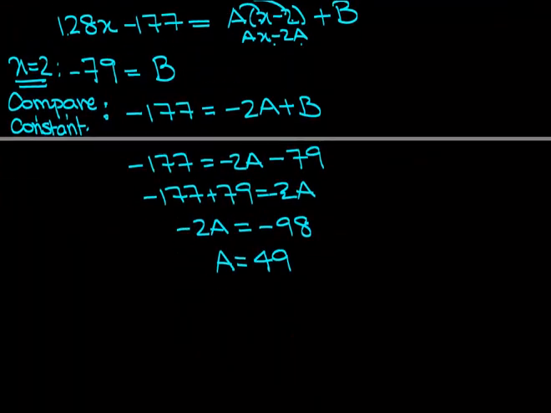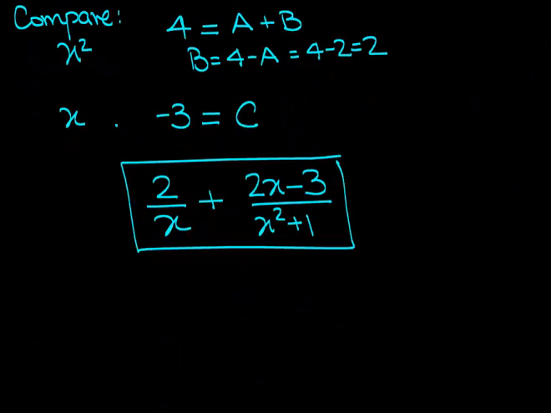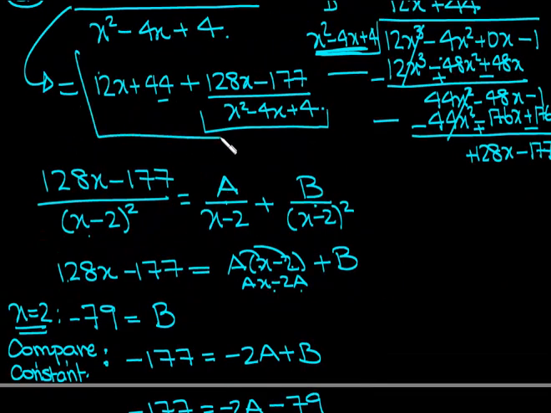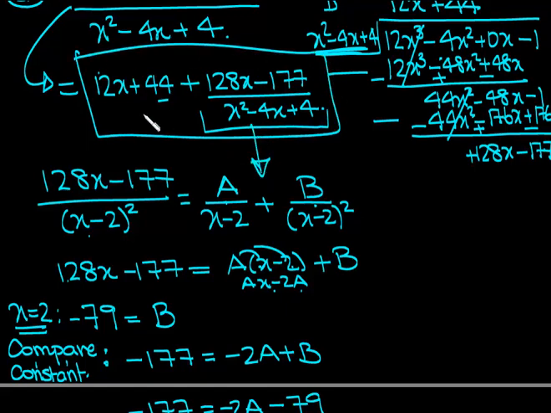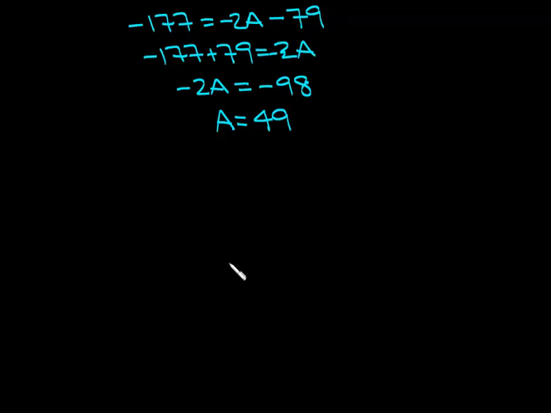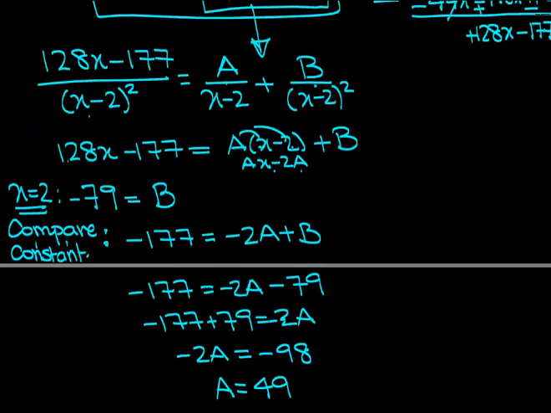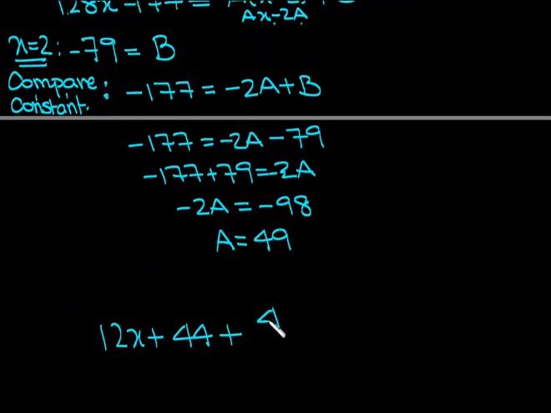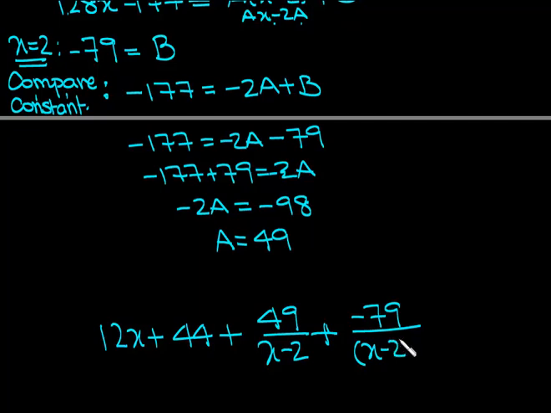So my fraction breaks to, so my original answer is what? Remember, my answer is this. I do want to stress this. It's really this, where this breaks to this. So it'll be 12x plus 44. So the answer is 12x plus 44 plus, I get this fraction. We just found the decomposition for this to be this, A over x minus 2. A is 49, so it'll be 49 over x minus 2 plus B. So B is, so we get plus negative 79 over x minus 2 squared.